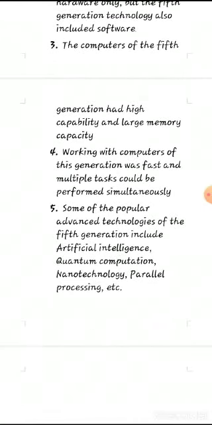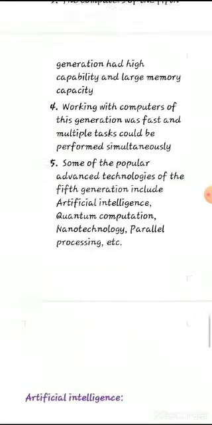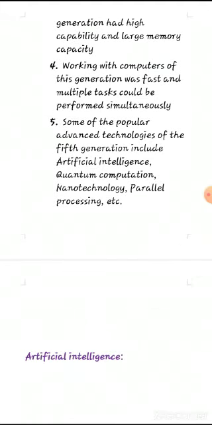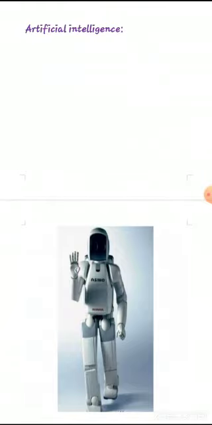Here are the most popular advanced technologies used in fifth generation: artificial intelligence, quantum computation, nanotechnology, parallel processing, etc. Here is the display of artificial intelligence used in fifth generation.